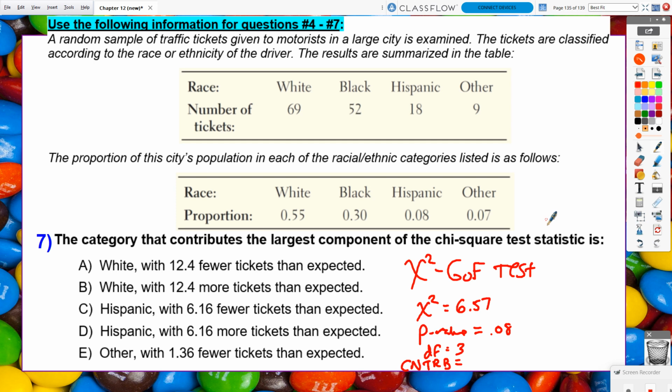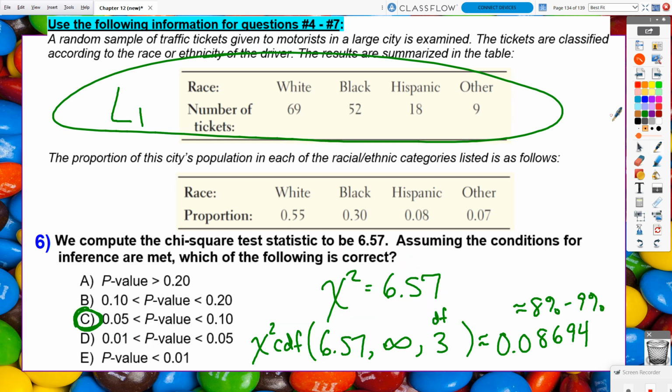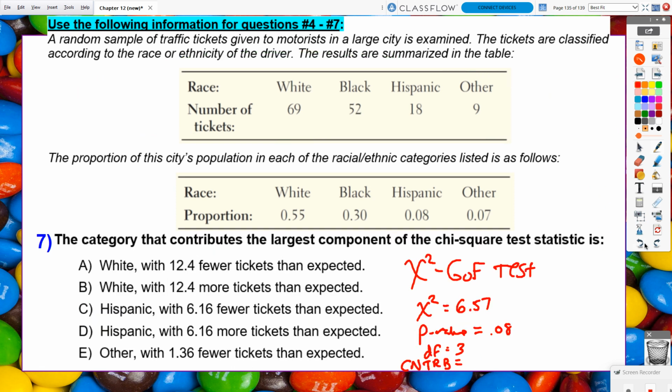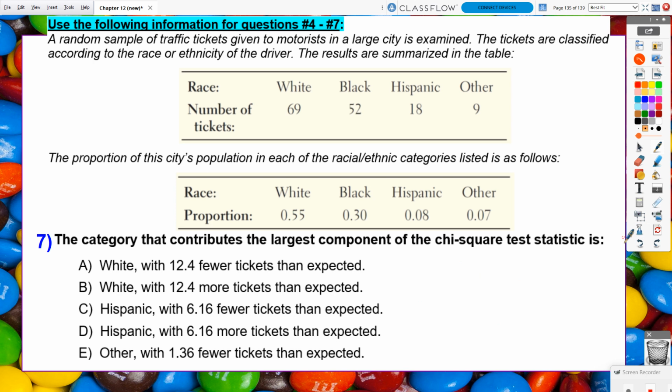Now, if in number 6 you did the chi-square GOF test command, well, you would have those numbers readily available to you. So you could easily look to see which one was the most off here. But otherwise, what would we do exactly? Well, we've got really just 3 answer options. We have white, we have Hispanic, and we're going to look at other.